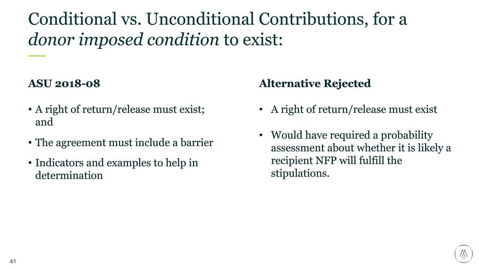Let's talk now about conditional versus unconditional. For a donor-imposed condition to exist under the new ASU, a right of return or release must exist and the agreement must include a barrier. The standard does provide indicators and examples to help in the determination.